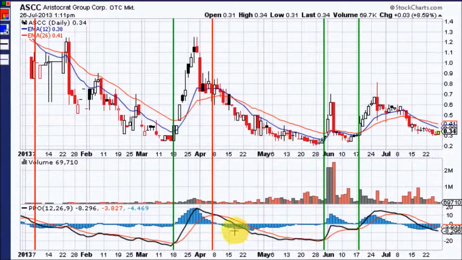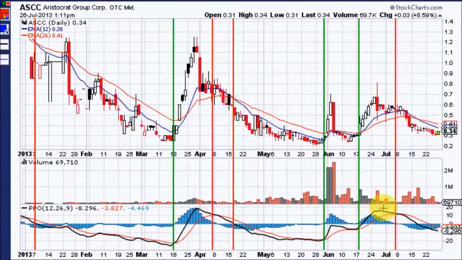The actual crossover of the PPO down through zero does not come until the 12 EMA crosses down through the 26. But I would have sold on this particular crossover, not waiting for the PPO to cross down through zero. Here's another sell signal right here.